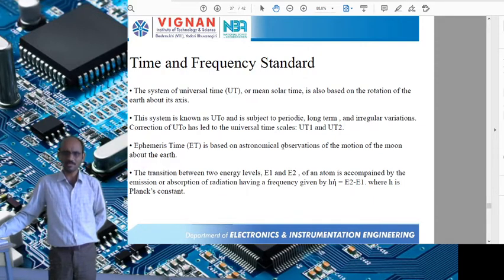In order to overcome these drawbacks, they went to the ephemeris time, called ET time. It is one standard. This standard is based upon the movement of the moon around the earth. It also has some drawbacks. If you want to calibrate this time, it is very difficult.